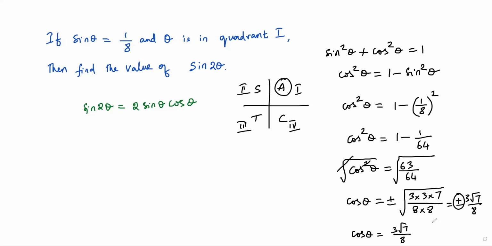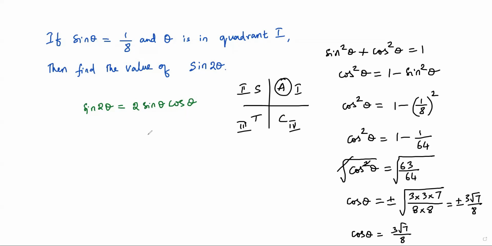So here we have a positive or negative sign. Since theta is in quadrant 1, all trigonometric ratios are positive in quadrant 1, so cosine theta is also positive. So in this positive or negative, we can consider only the positive sign because theta is in the first quadrant. So finally, we got the value of cosine theta, that is 3 times square root of 7 over 8, that we can plug in for cosine theta over here. Okay, now let's continue.